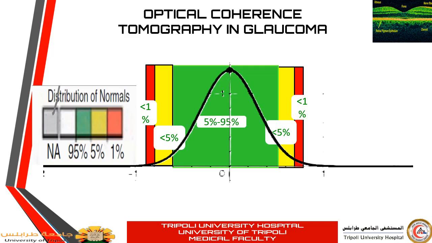However, if he's in the yellow zone, he still has a 5% chance of being normal, because 5% of normal people also lie in the yellow zone, but there is a 95% chance that he's abnormal. Similarly, if your patient falls in the red area, there is less than 1% chance that he is normal, but there is a 99% chance that he is abnormal. This is the meaning of this color code. This is very important to understand when you find your patient in the yellow zone or the green zone.